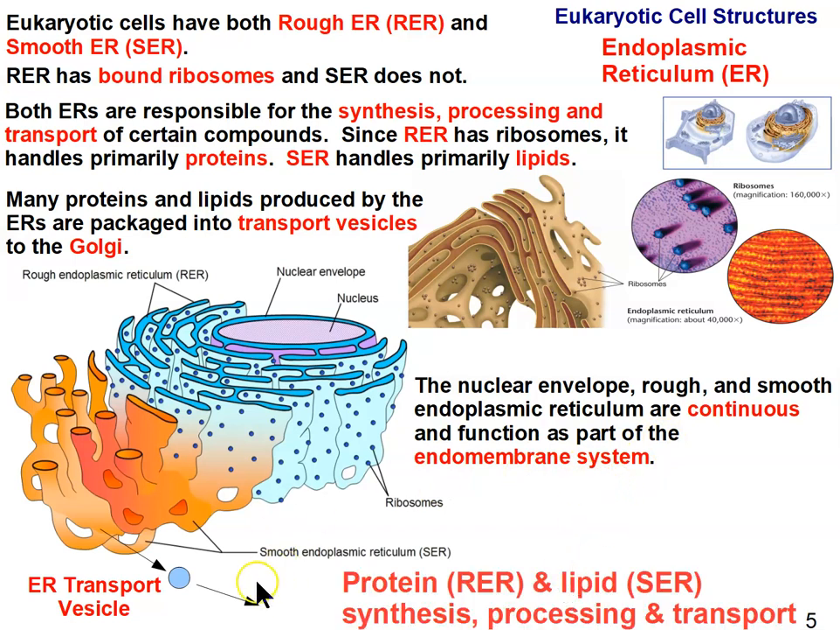So the bottom line is protein or lipid synthesis, depending on which ER you're talking about, processing, in other words, changing those proteins and lipids in some way within the endoplasmic reticulum in that environment inside the membrane sacs that make up the endoplasmic reticulum, and then transporting it in transport vesicles, ER transport vesicles, typically to the Golgi apparatus, but it might be ready to go someplace else in the cell. So not all ER transport vesicles are bound for the Golgi apparatus.